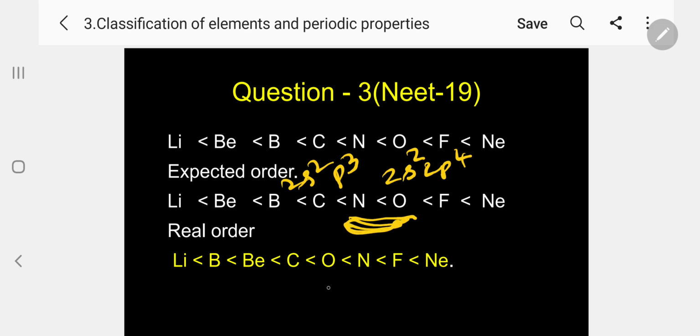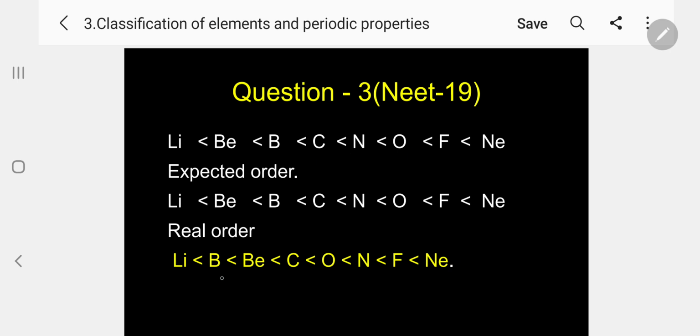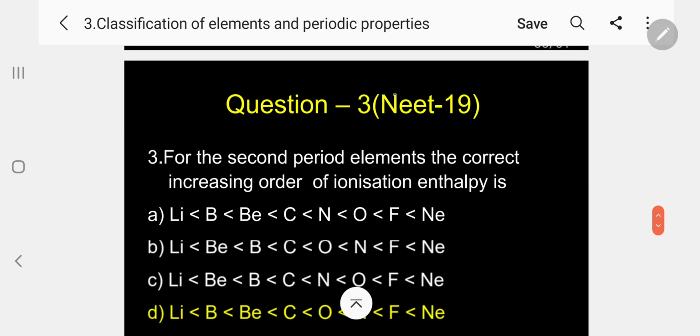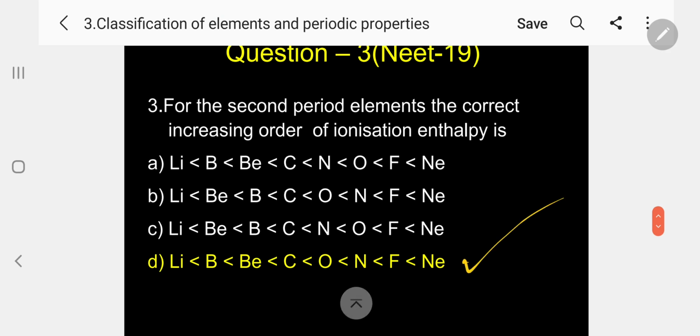So they are changing position, only two. Oxygen changes position, nitrogen comes to the front. The same way beryllium comes to the front and boron goes behind. This is the correct order of ionization energy. Now compare this with your original, lithium, then beryllium, and you can understand the order. So this is the correct answer. Nitrogen exchanged, beryllium exchanged. That's why this question is very, very important.